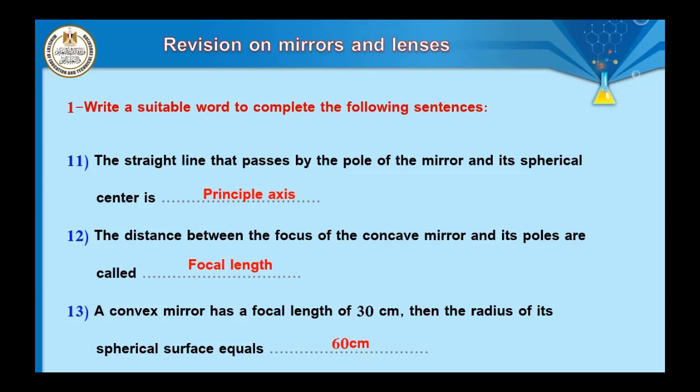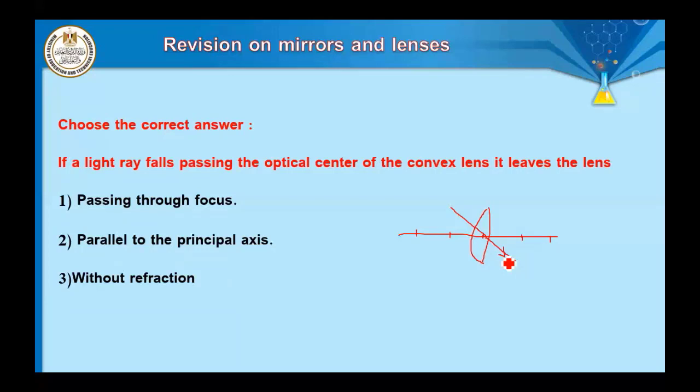Another type of question, choose the correct answer. Number one, if a light ray falls passing the optical center of a convex lens, it leaves the lens passing through the focus. Number two, parallel to the principal axis. Number three, without refraction. Which of them is correct?